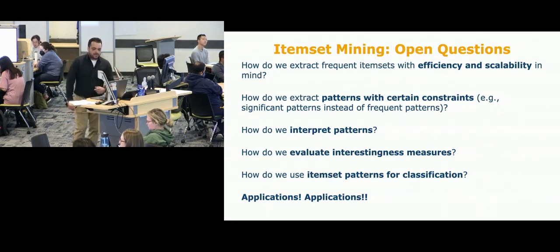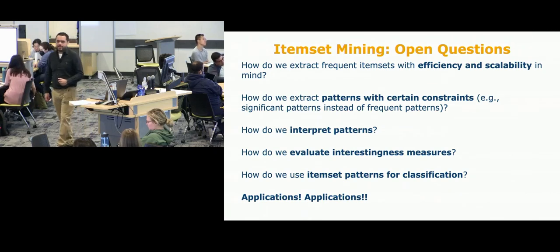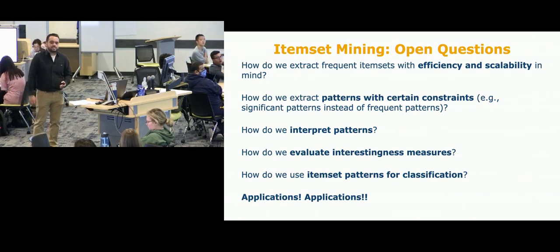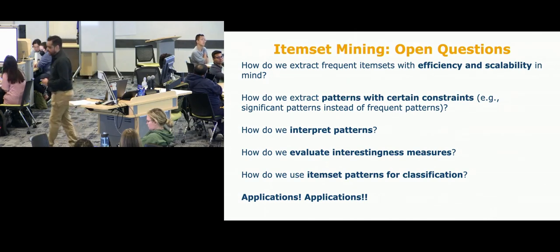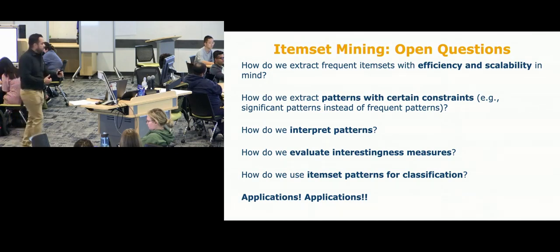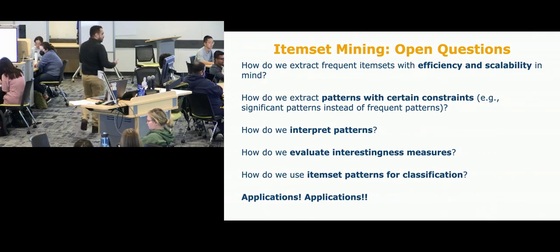Okay, so what are some of the open questions in item set mining? How to make some of these things, such as the Apriori algorithm, efficient and scalable. And the second thing is, how do we extract patterns with certain constraints? The constraints can be significant patterns instead of frequent patterns. Frequency is just one way of looking at importance, but there could be other ways of thinking about the importance of patterns.